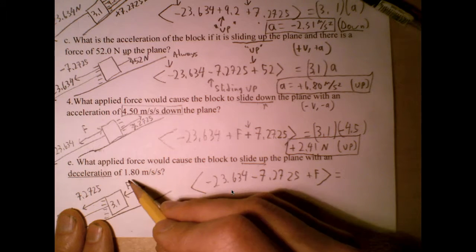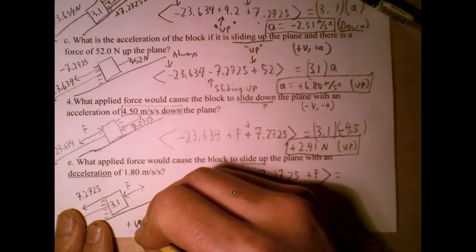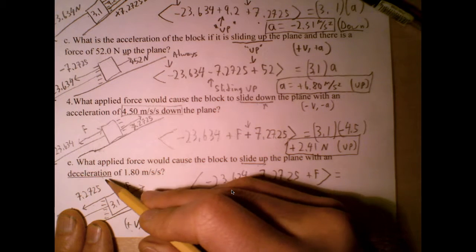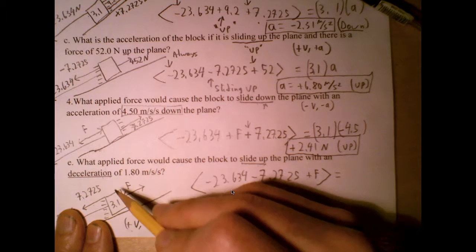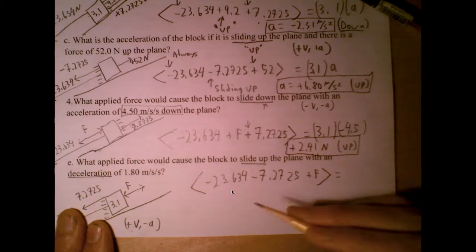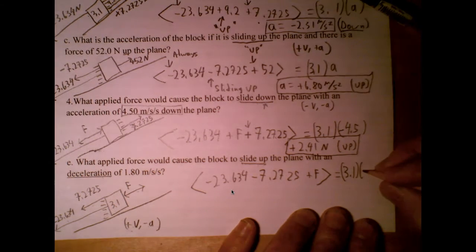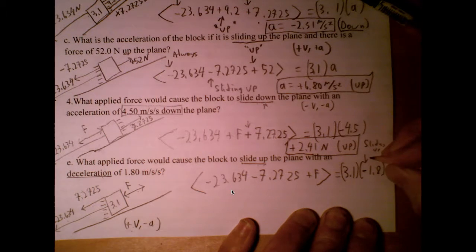If it's sliding up the plane with a deceleration of 1.8, what that means is that we've got a positive velocity but a negative acceleration. That's how we have a deceleration. So just look for that: the deceleration means that the acceleration is opposite the direction of the velocity. So we're sliding up the plane, which is a positive velocity. We have a negative acceleration for a deceleration, right? So bet you didn't see that one coming. Hopefully you did. So this is minus 1.8, because it's sliding up but decelerating.